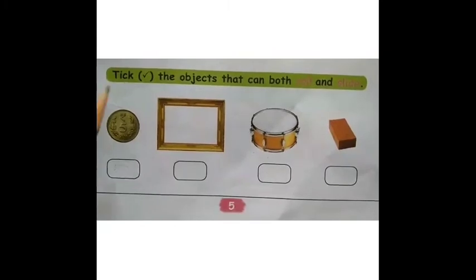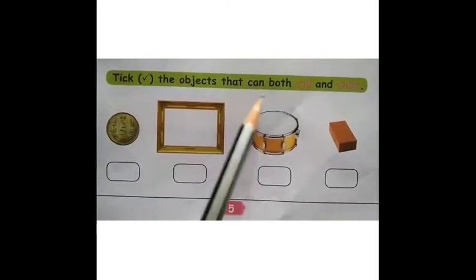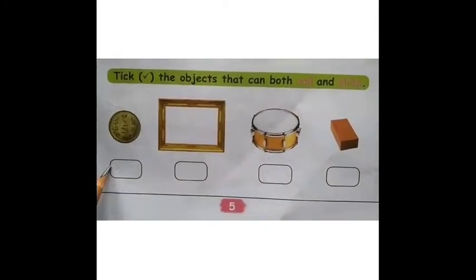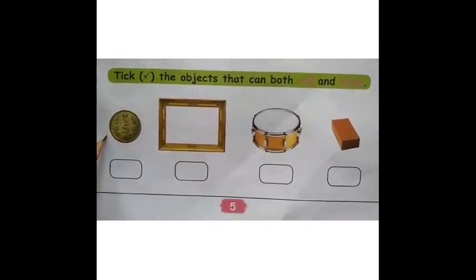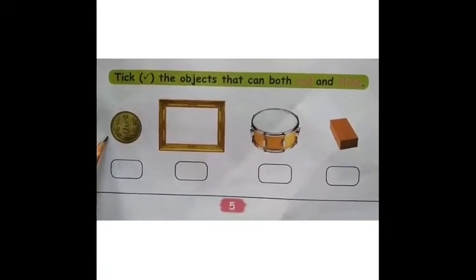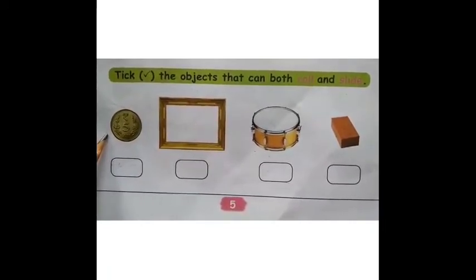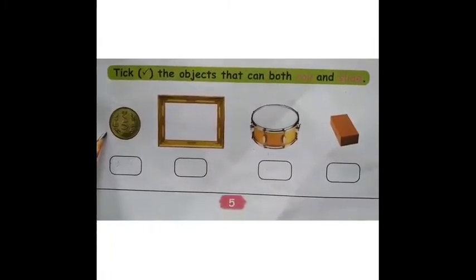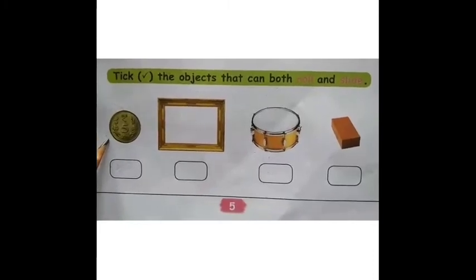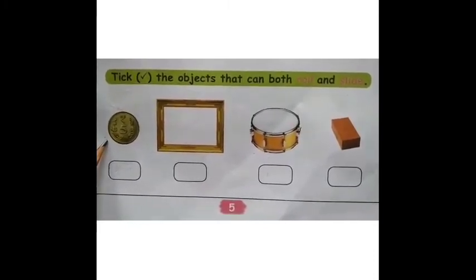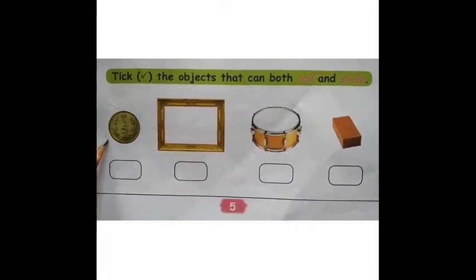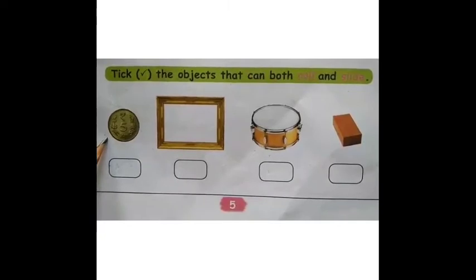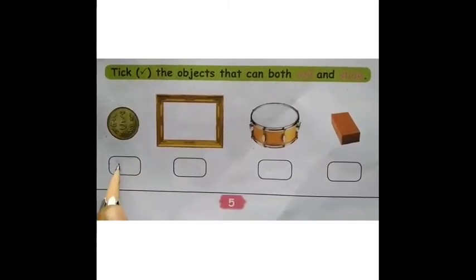Children, next let us see tick the objects that can both roll and slide. First one. Children, the first picture is a coin. It is both in the flat shape at the bottom and in the round shape at the sides. It can roll if the round shape is on the slide, and it can slide if the flat shape is on the slide. Therefore, coin can both roll and slide. So, tick under the coin.